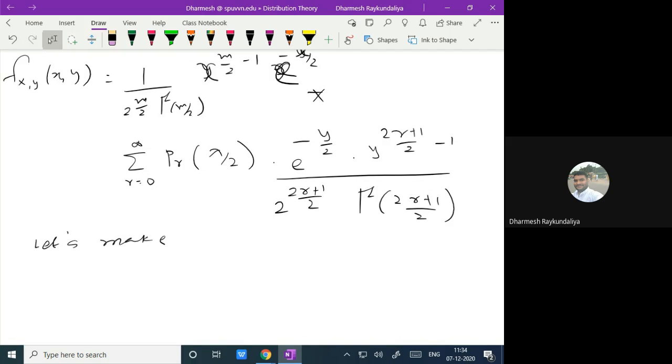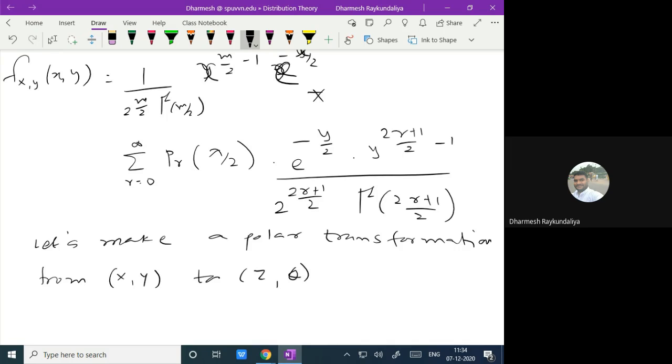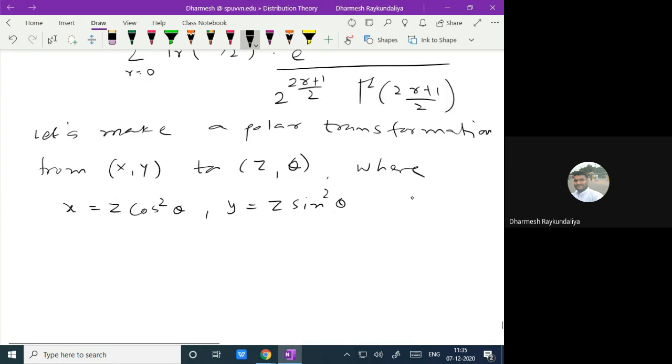Let us make a polar transformation from (x,y) to (z,theta), where x equal to, what is x equal to? z cos square theta and y equal to z sin square theta. So what is the Jacobian of (x,y) to (z,theta)?